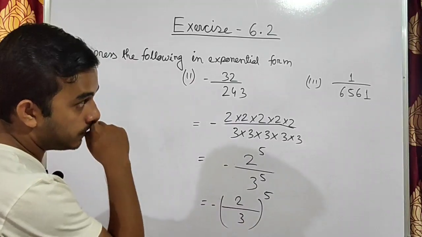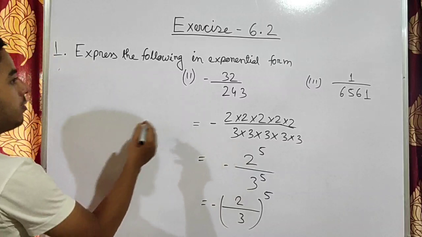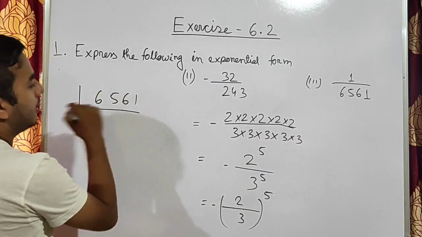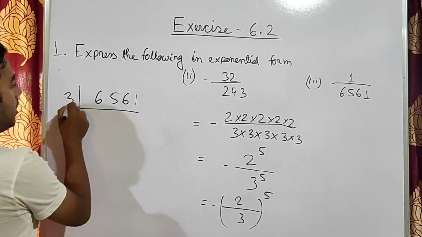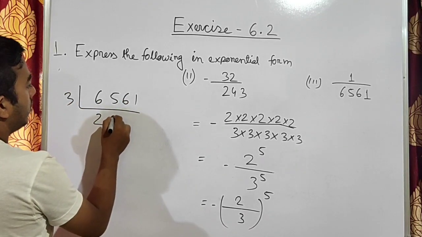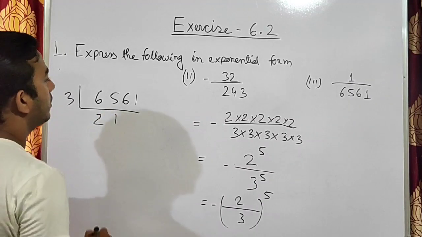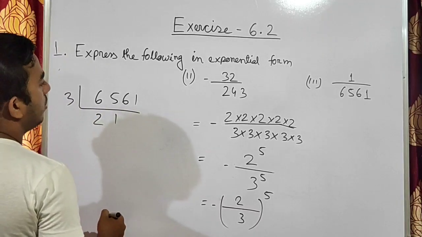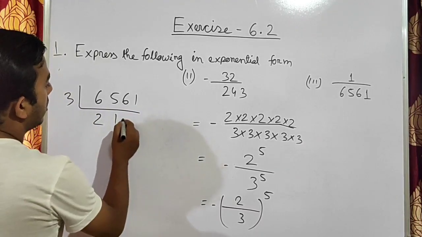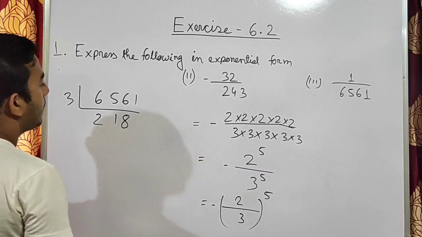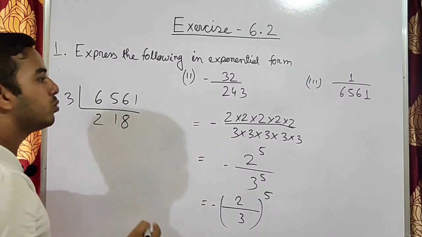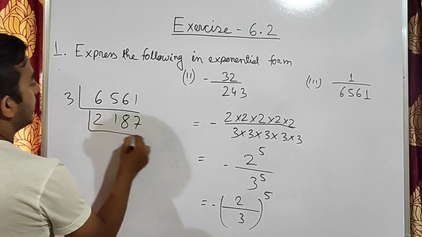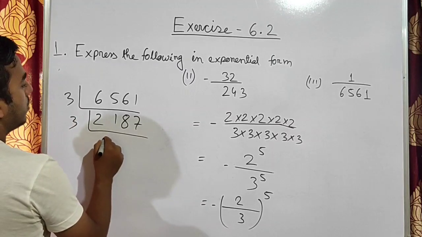Now we have to find the factors of 6561. 6561. This is divisible by what? 3. 3 into 2 is 6. 3 into 1 is 3, isn't it? Then 2, 6. 3 into 8 is how much? 3 into 8, 24, isn't it? 26 minus 24 is how much? 2. Then 2, 1, 21. 3 into 7 is 21. Then 3 into 7 is 21.